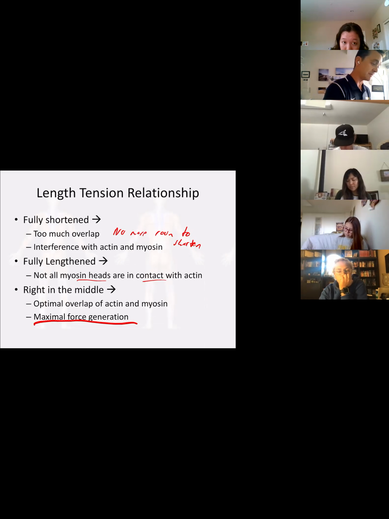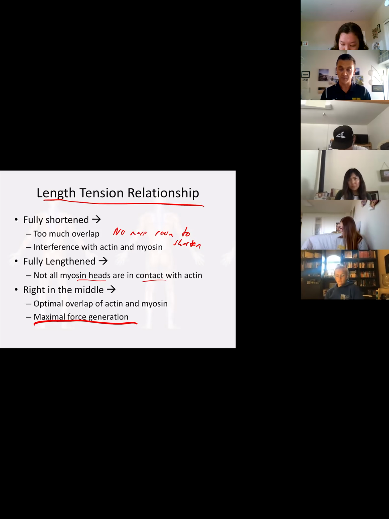Okay, so remember that term, the length tension relationship of muscle. It's going to apply later to the heart too. Next semester, when we talk about the heart, it's a very important factor in the force production and how much pumping ability the heart has as well.